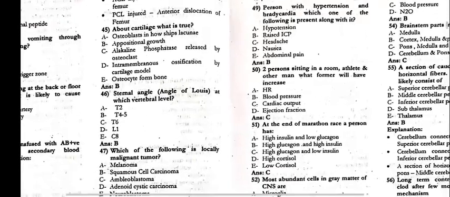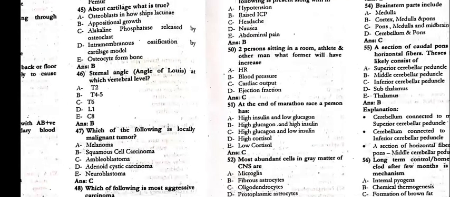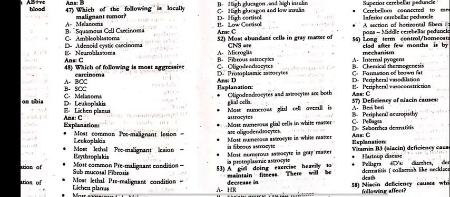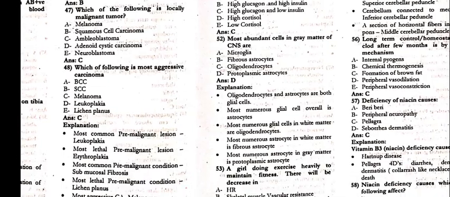Next, 45, about the cartilage. What is true? The alkaline phosphatase is reduced by the osteoclast. 46, the sternal angle is at which vertebral level? The T4, T5. 47, which of the following is a locally malignant tumor? That's ameloblastoma. 48, which of the following is a more aggressive tumor? That is the melanoma.